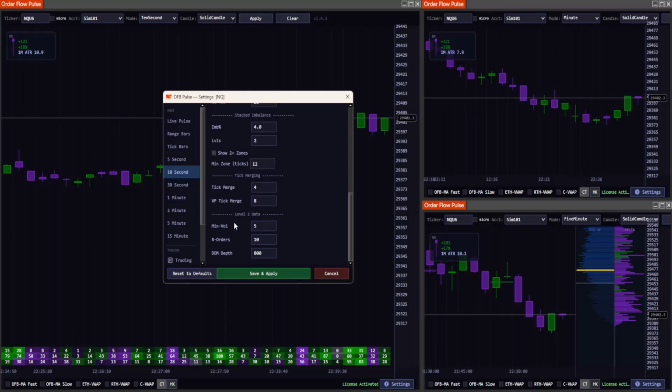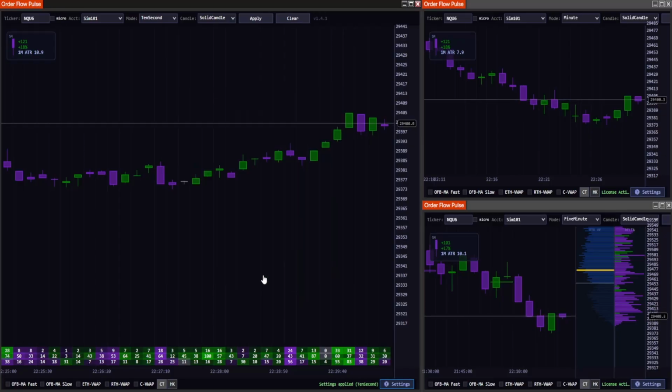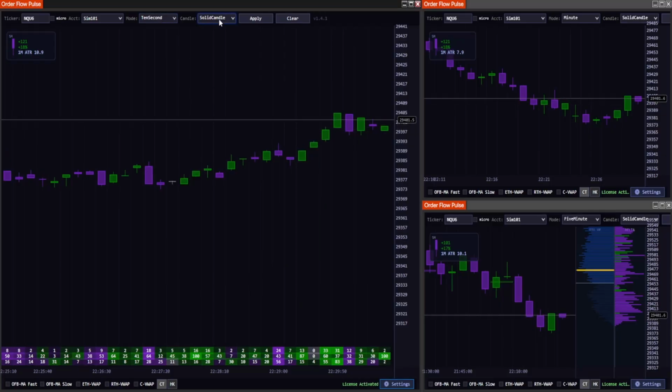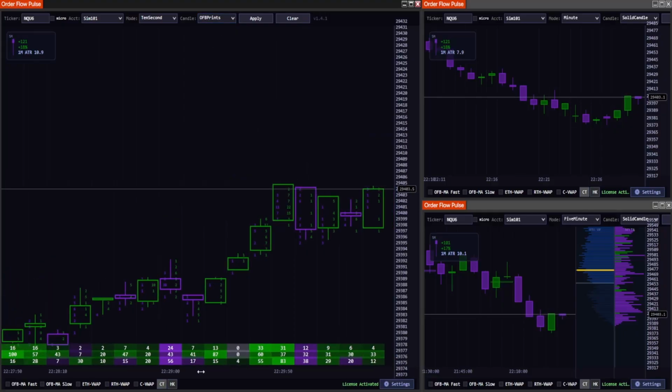Now, level 2 data, that's only for the pulse map. Normally I have that set to like 5 and resting orders of 10. Okay, so let's go ahead and click apply. Now, let me explain what I'm talking about with the order flow prints as far as tick levels.